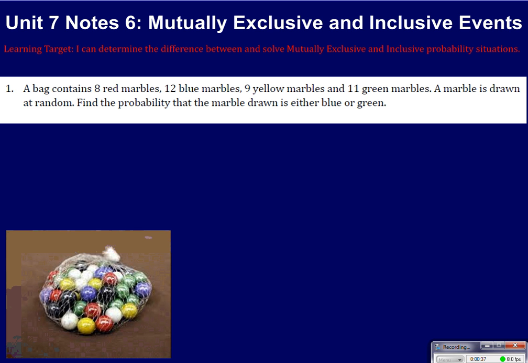So if I say a bag contains 8 red marbles, 12 blue marbles, 9 yellow marbles, 11 green marbles, a marble is drawn at random. Find the probability that it is blue or green. So blue or green, you're not going to be both, okay? You're not blue and green at the same time. You're either blue or you're green.